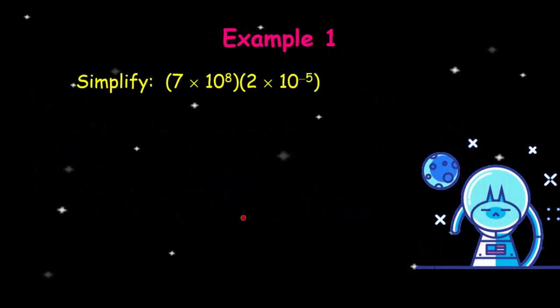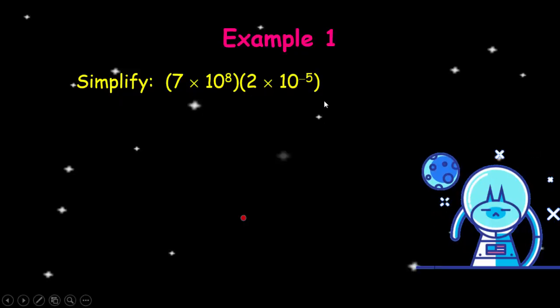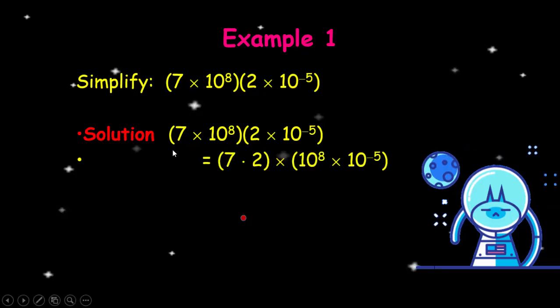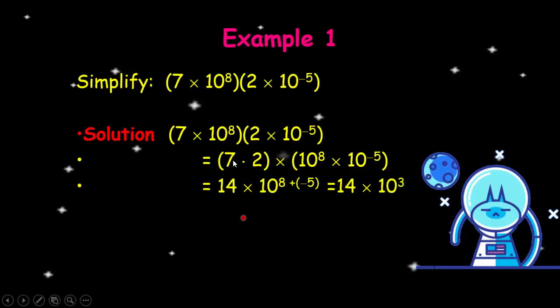Example 1. Simplify 7 times 10 to the 8th power all times 2 times 10 to the negative 5 power. Solution. We multiply 7 times 2 here, and then we multiply 10 to the 8th times 10 to the negative 5. So here we just do regular multiplication. 7 times 2 is 14. And here we bring down the 10 and we add the exponents. In this case, we get 14 times 10 to the 3rd.